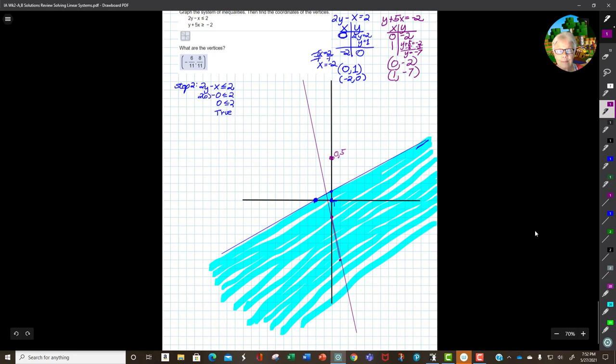Okay, so over here for step two, we're going to have y plus 5x is greater than or equal to negative 2. Now 0, 5. 0 goes in for the x.